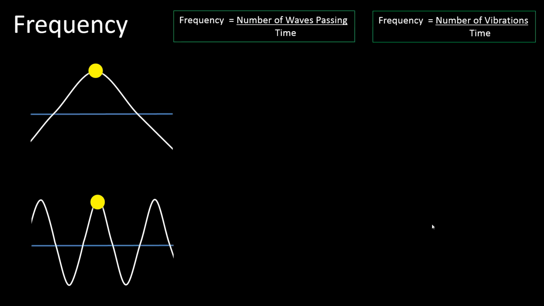Okay, so the one thing we couldn't really label on the diagram that was to do with waves is the idea of frequency. And what frequency is either the number of waves passing a particular point in a certain amount of time, or the number of vibrations in that time.